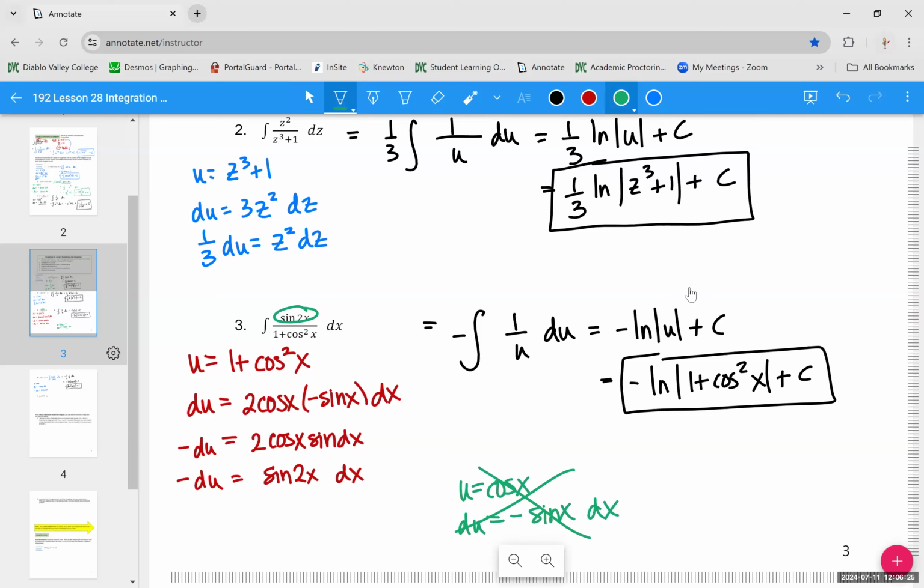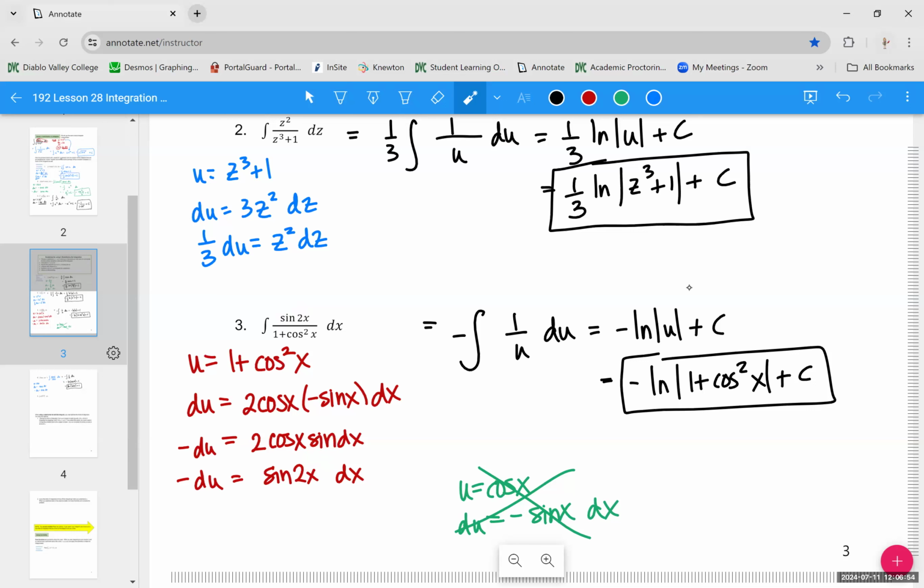Okay? So I tried again, and this time I tried with the entire denominator. I need the chain rule to take this derivative, so it's 2 cosine x times negative sine x. I move the negative to the other side, and so I have 2 cosine x sine x. You'll notice up here I have sine of 2x. Well, remember your trig identities? Guess what sine of 2x is equal to? 2 cosine x sine x.